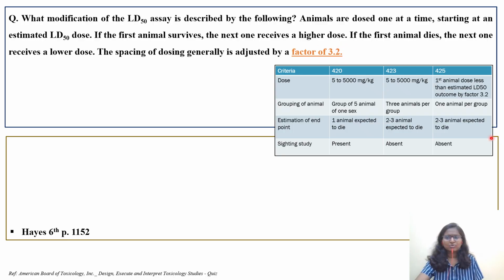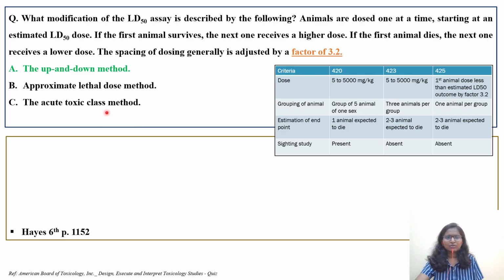So let's see what options are given. Option A, the up and down method. Option B, approximate lethal dose method. Option C, acute toxic class method. Option D, fixed dose procedure. The right answer is option A, the up and down method.